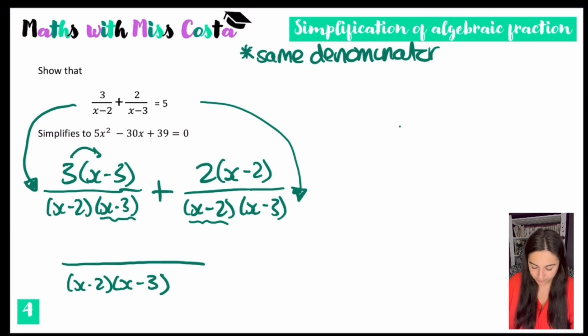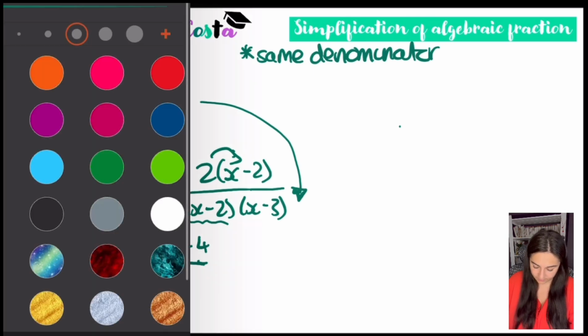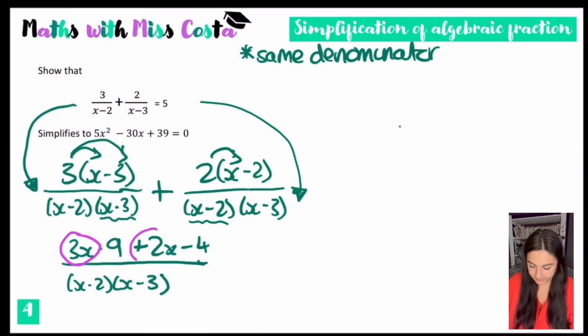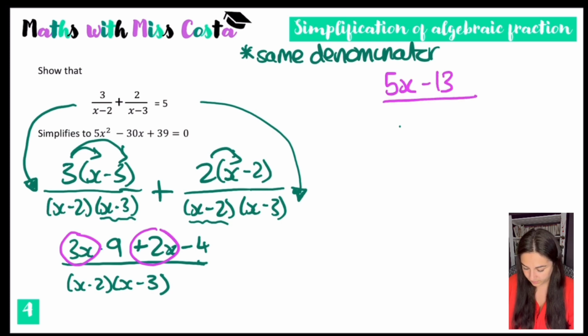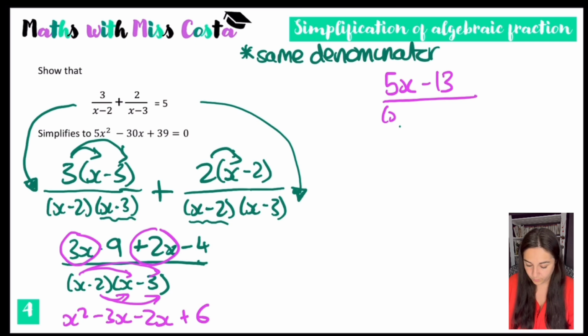So let's expand it before we do that. So that will become 3x take 9 plus 2x take 4. Okay, now I could simplify that even further. So 3x plus 2x would give me 5x, and negative 9 take 4 is negative 13 over, and let's expand this quickly. So x times x is x squared, x take 3 is negative 3x, minus 2 times x is negative 2x, and minus 2 times minus 3 is positive 6. So that would be simply x squared take 5x plus 6.